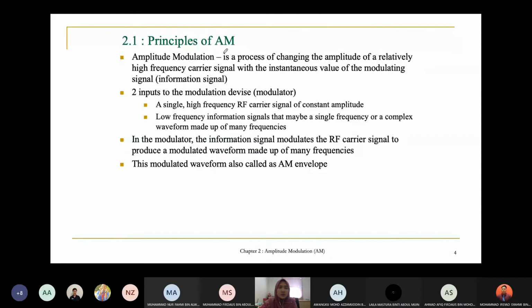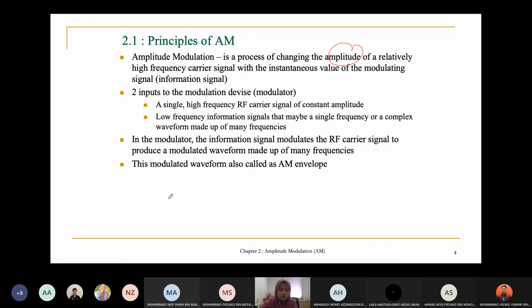Okay, so the definition here is that it is a process of changing the amplitude. The keyword here is changing the amplitude of a relatively high frequency carrier signal with the instantaneous value of the modulating signal or the information signal. Amplitude modulation changes the amplitude. Frequency modulation changes the frequency. Phase modulation changes the phase of the carrier signal to follow, for example, the amplitude of the modulating signal.